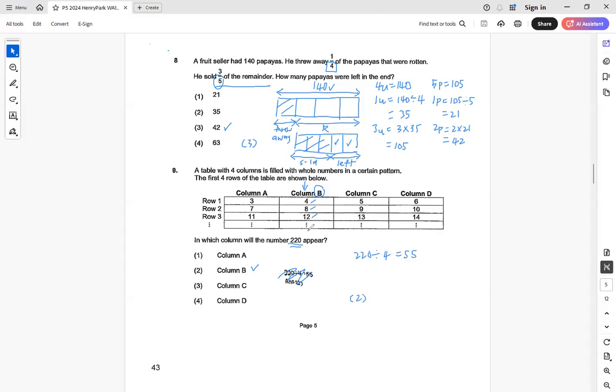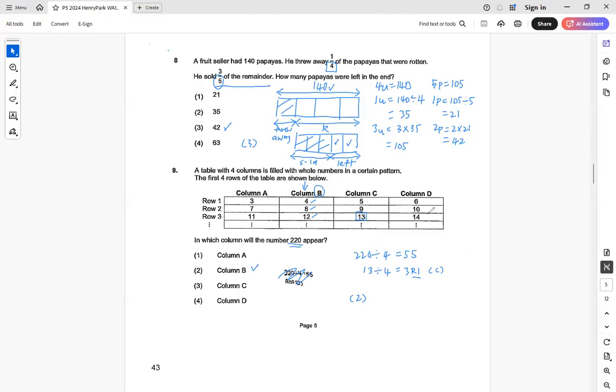Okay, so let me just try out. If you want to try another number, for example, not 220, some other number, like for example, 13. You can also divide by 4. If you take 13 divided by 4, we will get 3 remainder 1. So all the numbers, when you divide by 4, which gives us a remainder 1, will be in column C.